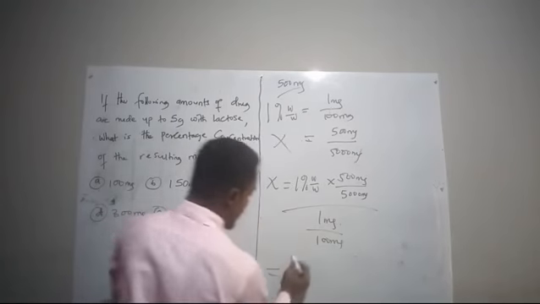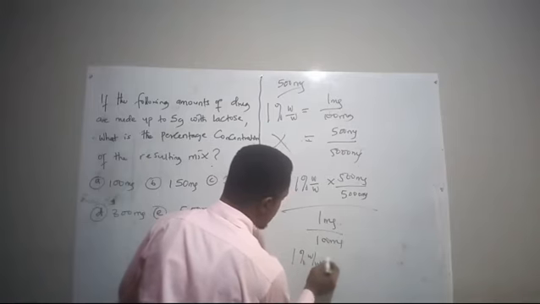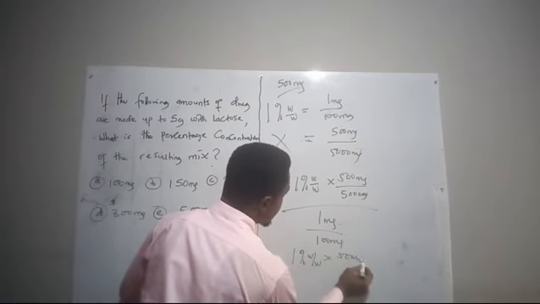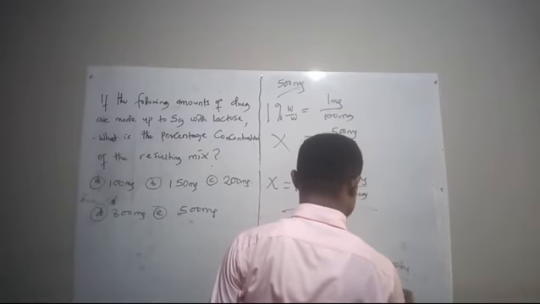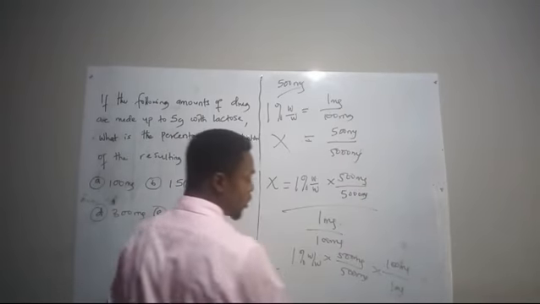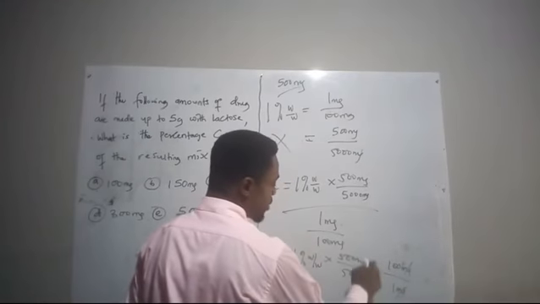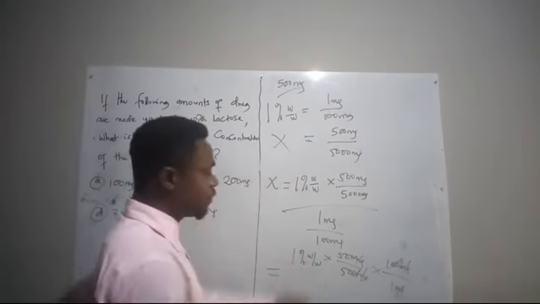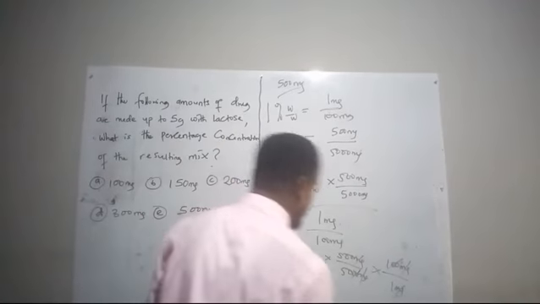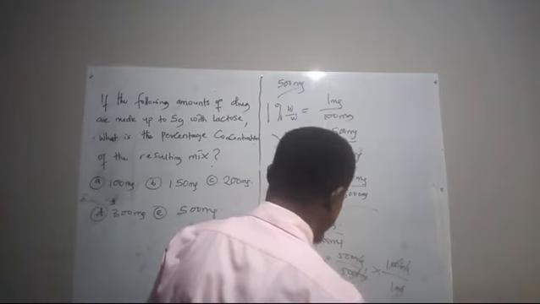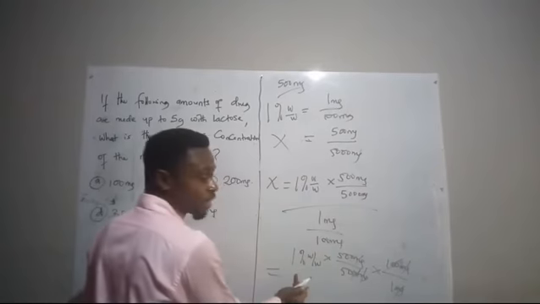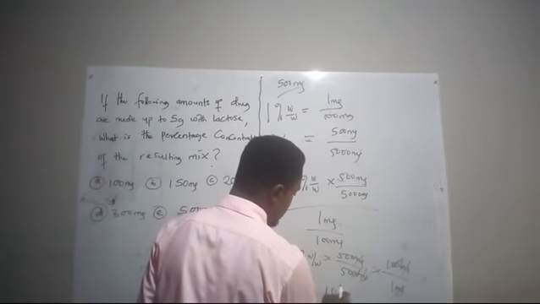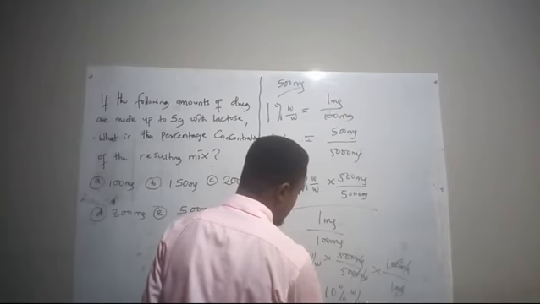This is the same thing as 1% weight per weight times 500 milligram over 5,000 milligram, times 100 milligram over 1 milligram. So milligram will cancel milligram, milligram cancel milligram. 20 cancels 20 here, remaining 50. 50 divided into 500 will give us 10. So 10 times 1% weight per weight will give us 10 percent weight per weight.